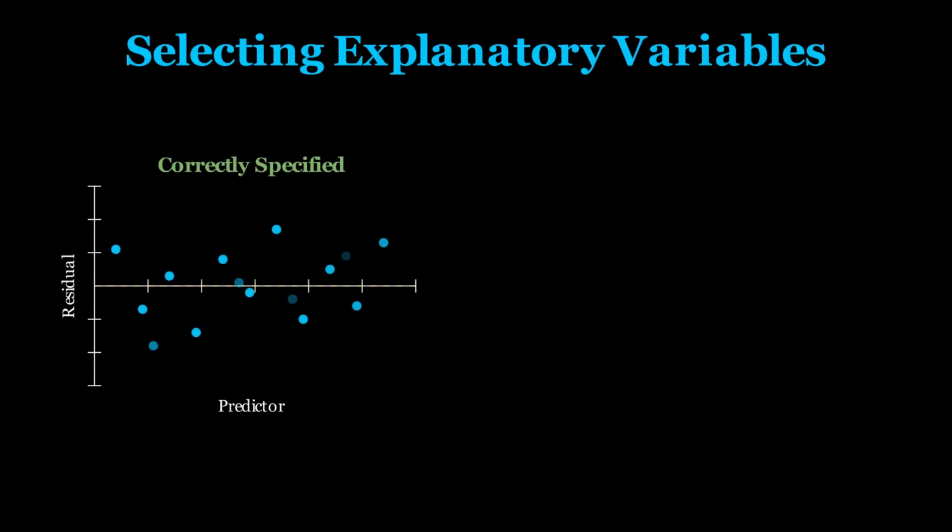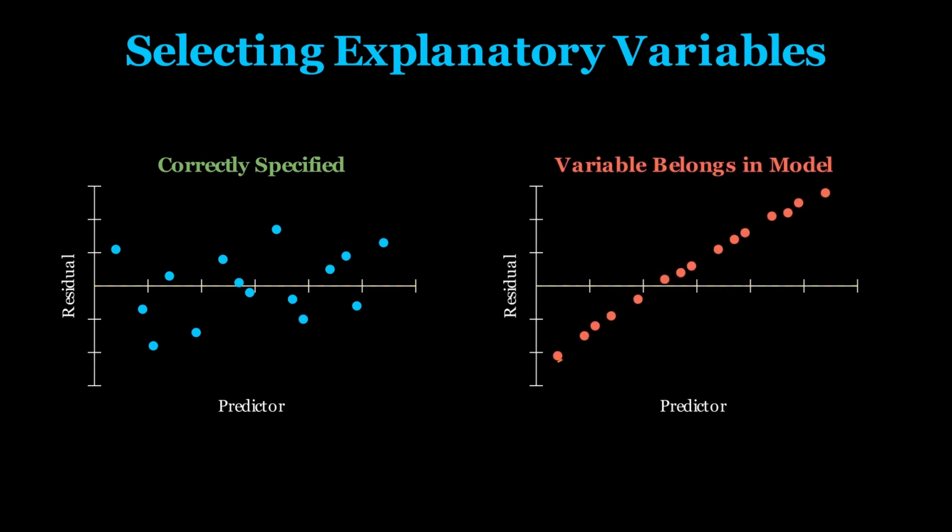Residual analysis also plays a crucial role in improving model formulation by identifying additional explanatory variables that should be included. If the model is correctly specified, the residuals should look like pure random noise, with no systematic relationship to any variable. But if a predictor correlates with the residuals, it means that variable is explaining some of the remaining variation, and it belongs in the model.